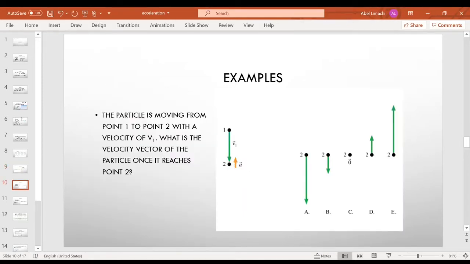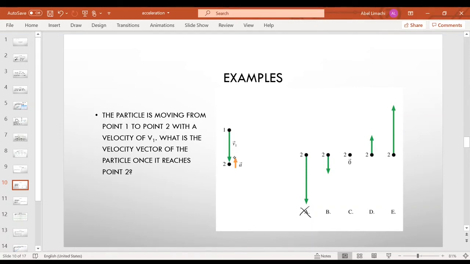All right. The particle is moving from point 1 to point 2. So the particle is this dot right here with the velocity of v1. This is right here, the vector. What is the velocity vector of the particle once it reaches point 2? So we assume that it's going to take 1 second to get there because that's how a particle diagram works. All right, let's see. These are opposite. So that means that the velocity is going to decrease by this amount. So really, it can't be a straight off the bat because this would mean that it's increasing in this direction. Okay, how much is it going to decrease by?